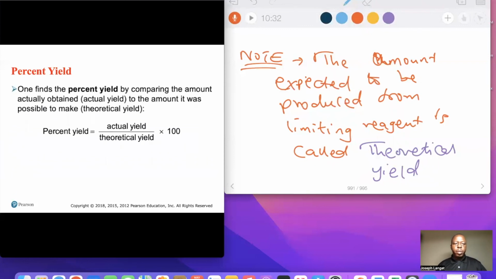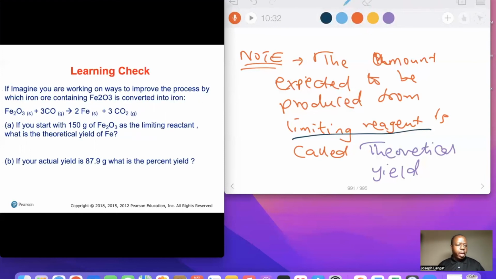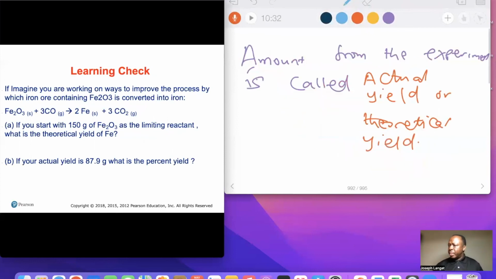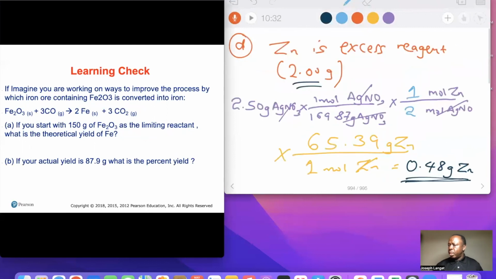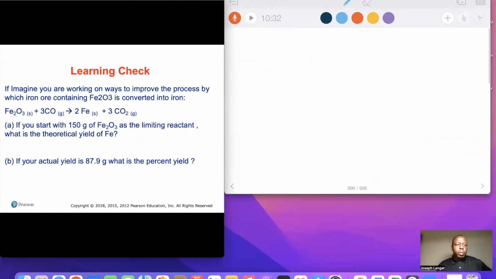Percent yield, everybody knows this equation. Once you know the actual yield from the experiment, plug it into the equation with the theoretical yield obtained from the limiting reagent, all right? I have it on the whiteboard that the theoretical yield is the amount expected to be produced from the limiting reagent. Let's see here if we can find, before we wrap up, how to find the percent yield, all right? You have to know what is what.